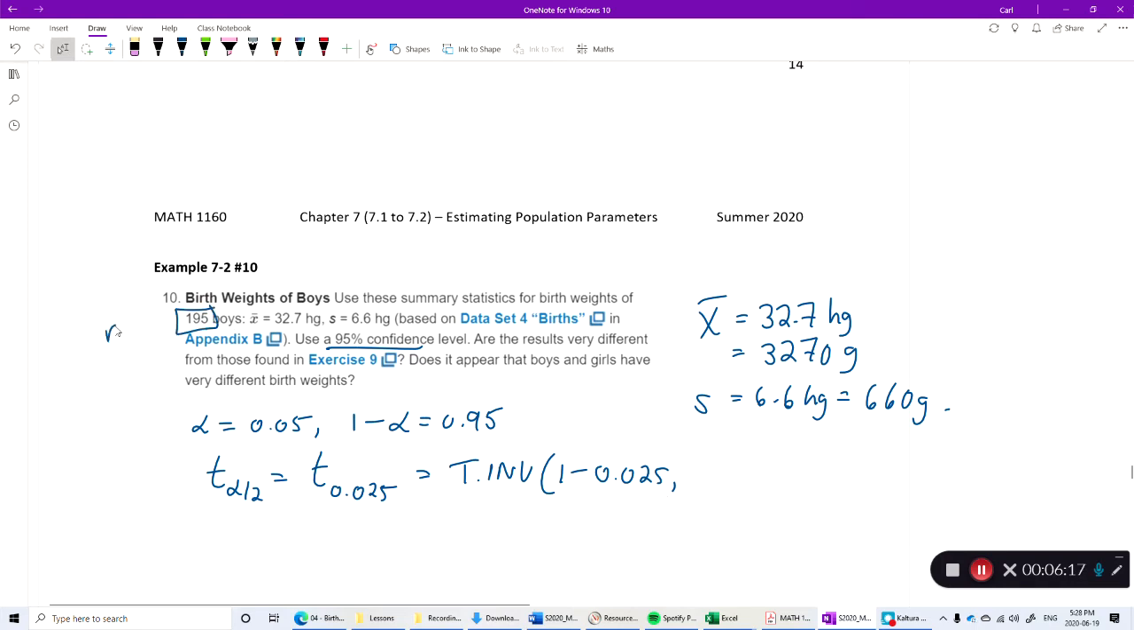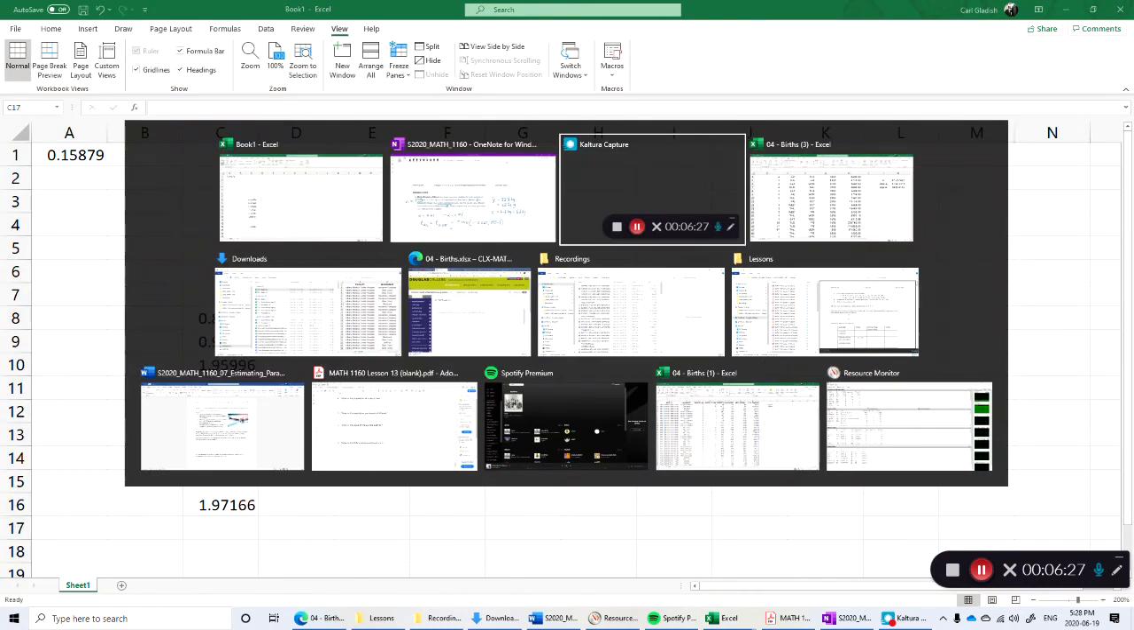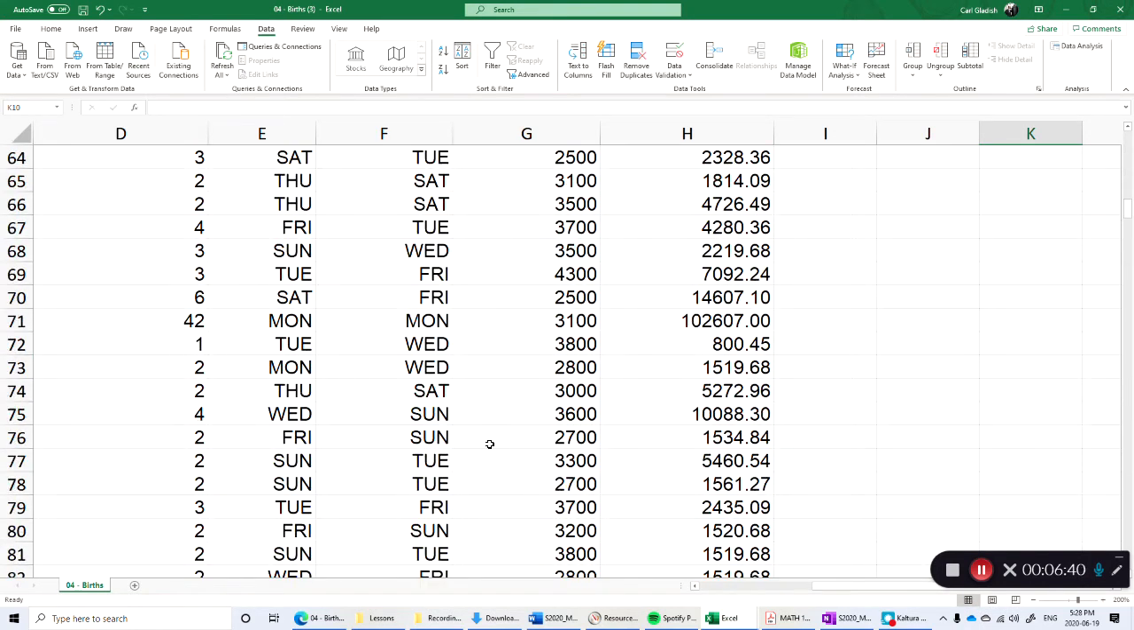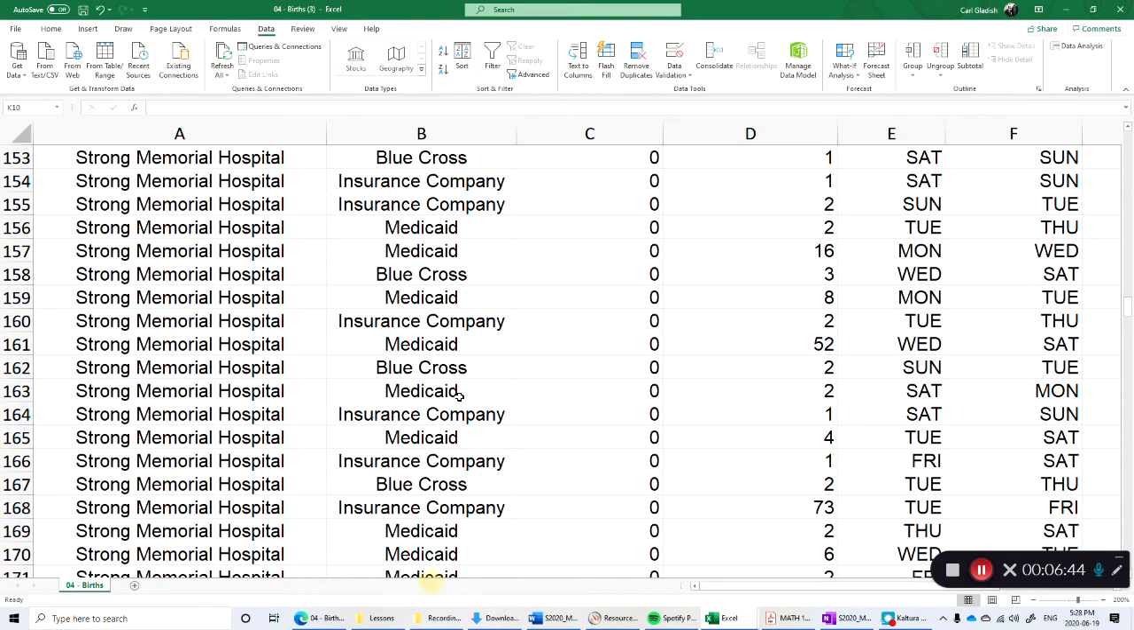195 boys. I thought it wasn't there for a second. 195 minus 1. And what do we get? Let's see. I can do it in here. We're not going to use the data because we're told the mean, we could check it though. What's the X bar for boys? It's going to be the mean value from the 207th row, I guess, which is when the boys start.